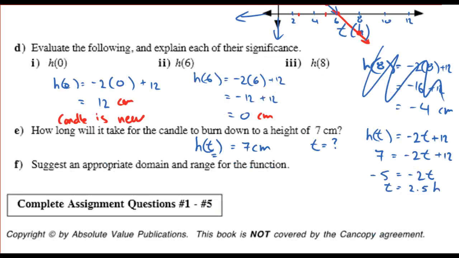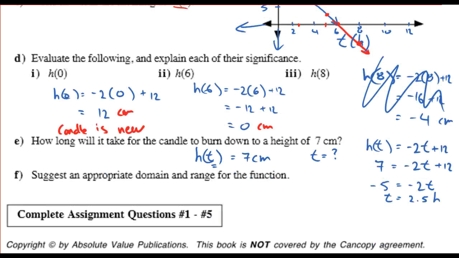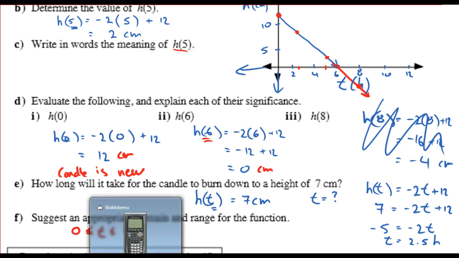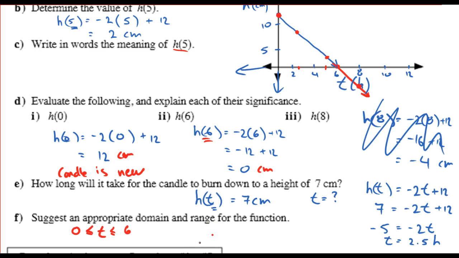Okay. All right, last question. State an appropriate domain and range for the function. Well, the domain, that's t. t is greater than, well, that's time. So it's going to go from 0 to, and what did we say? 6. 6 here was the t-intercept. So the 6 hours is when the candle dies.